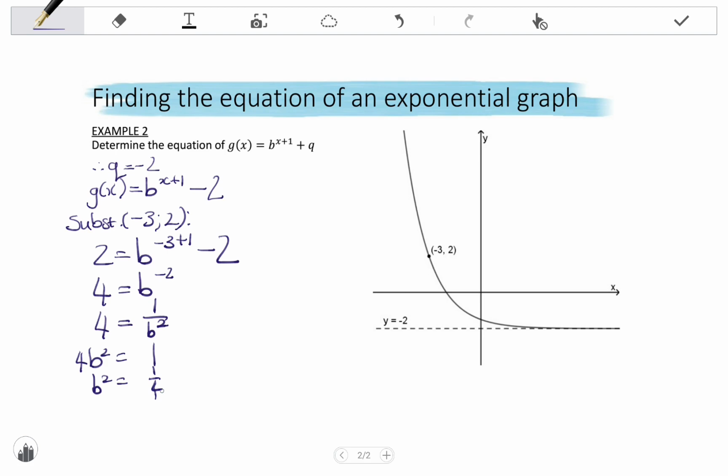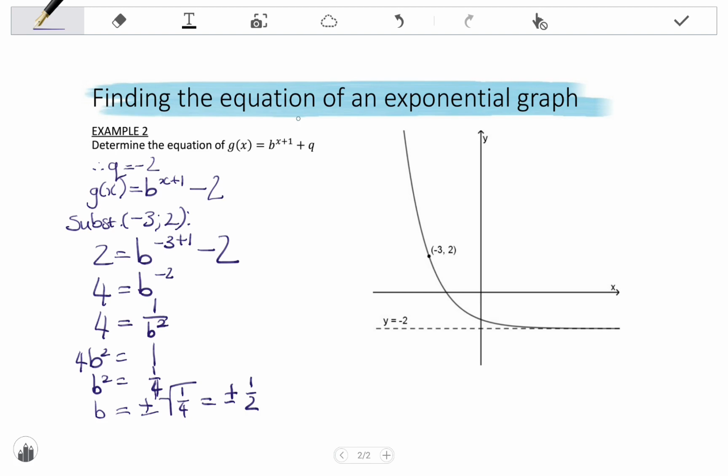Now, this is a quadratic equation because I have my variable being squared. So I can square root to solve for b, but I need to remember that a quadratic equation always has two solutions. So it will be plus or minus the square root of a quarter, which is plus or minus a half. Okay, so this gives us two values for b. That would give us two equations. Okay, but we only have one graph. So one of them does not count.